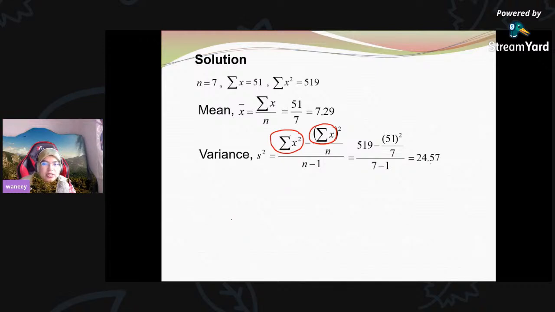Next, you have to calculate the standard deviation. That is the square root of your variance. So the standard deviation is simply the square root of 24.57. The answer for this is 4.96. So, variance and standard deviation.